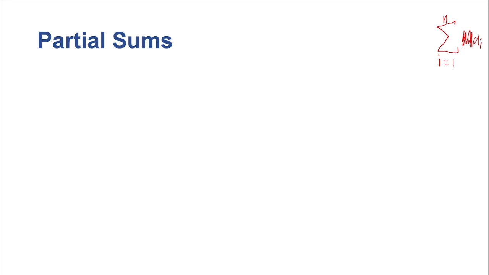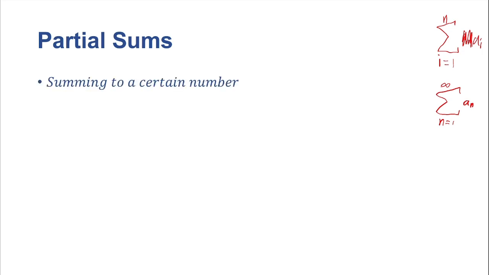But once we start dealing with infinite series, it's going to look more like this. We are going to have n as our index, and infinity is just going to be our ending point, and then we'll have a sub n instead of a sub i. But anyways, a partial sum just entails that we are summing to a certain number. So we're not summing to infinity, it's a partial sum of a series. So we're not summing the entire series, we're summing a little bit of the series.